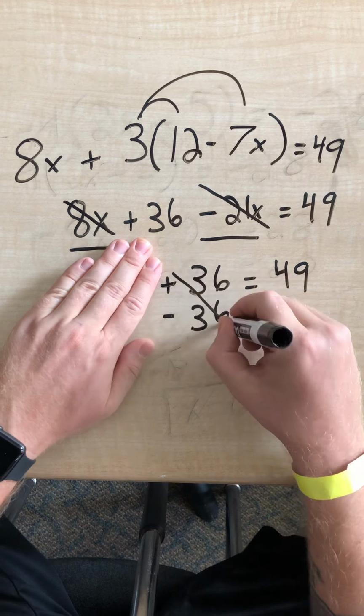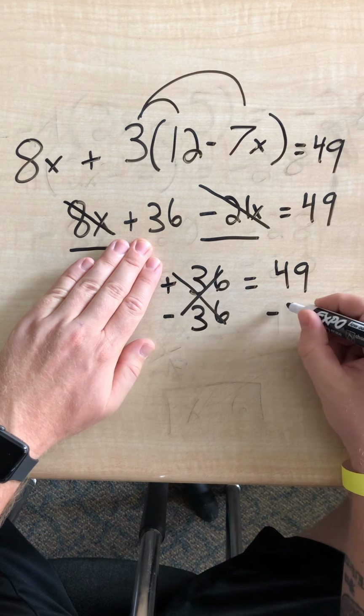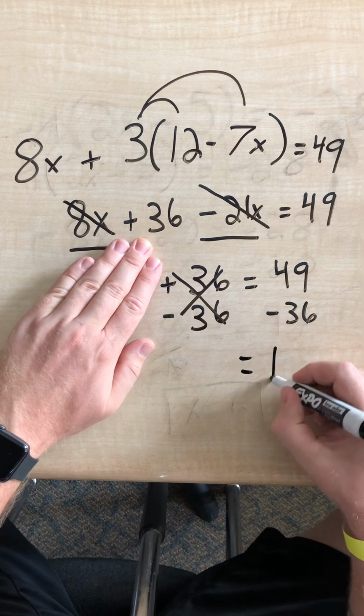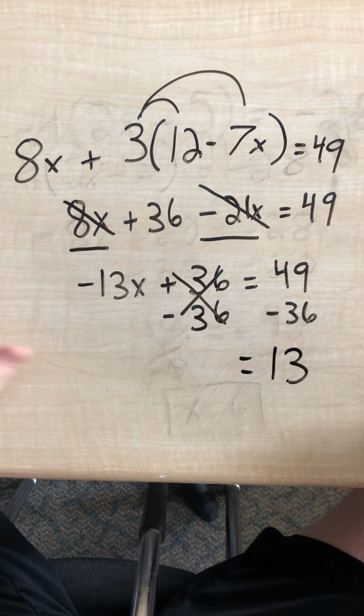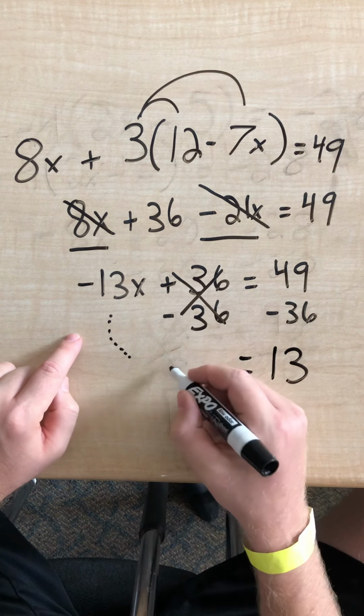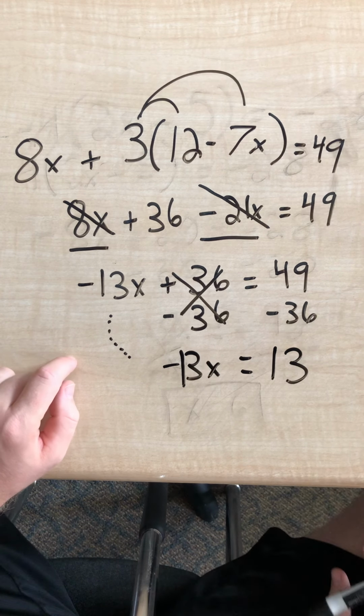36 minus 36, that cancels out. What I do to one side, I have to do to the other. 49 minus 36, oh, here we go. 49 minus 36 is 13. And that's perfect because here we have a negative 13. We drop that down, negative 13x. And look at that.